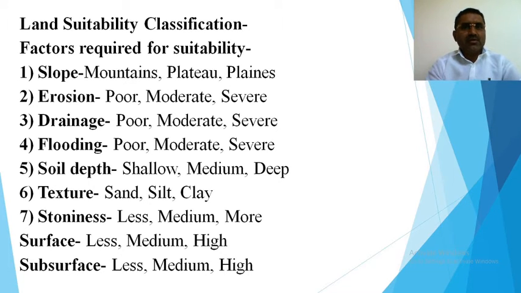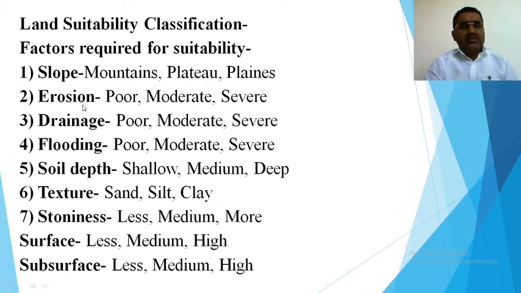And that's why if we observe the map of the world of agriculture, we come to know that plain areas are mostly suitable for the practice of agriculture, and that's why land suitability is more in the plains as compared to the mountains and plateaus.